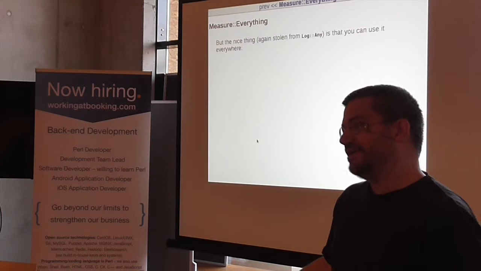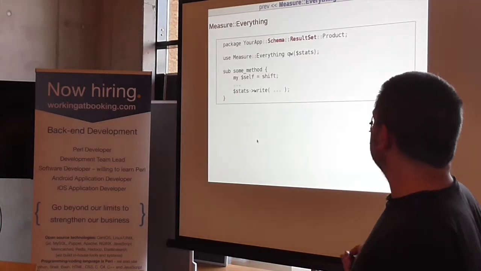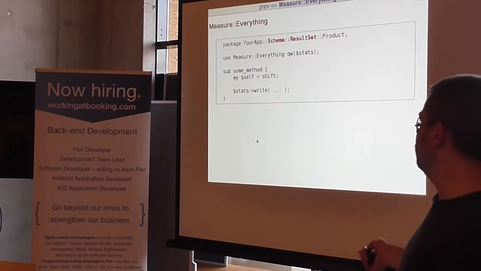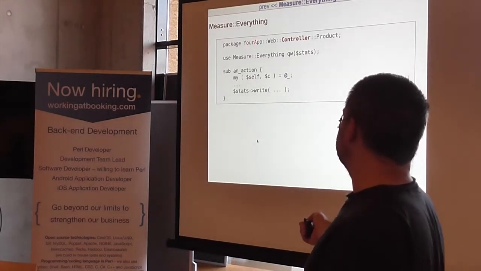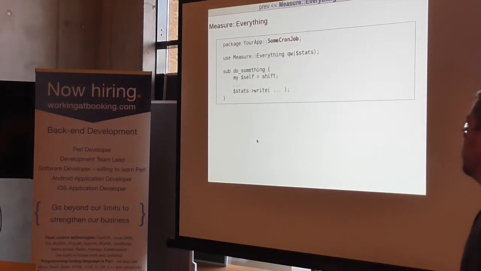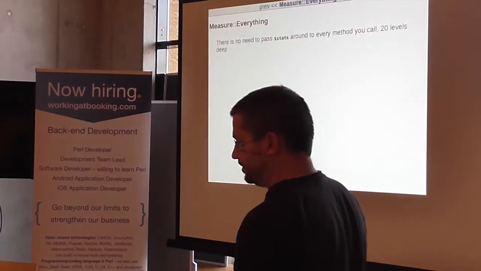But the nice thing again with Log::Any is that you can use it anywhere. So in your result set, you can just use the module, and you can do your stats in some controller. Looks like Catalyst, but it could be anything. Just use the module and write your stats, in some front shop, anywhere. It's a very nice way to do that.